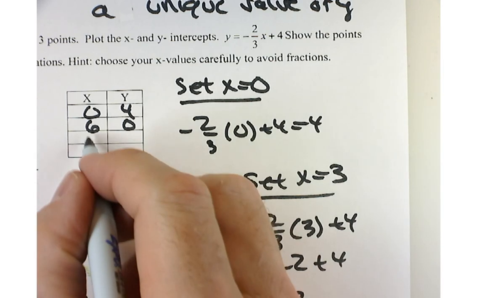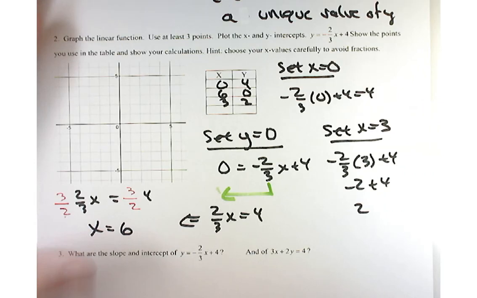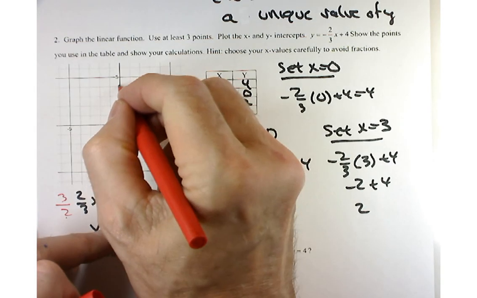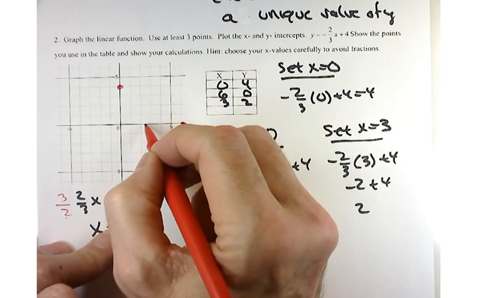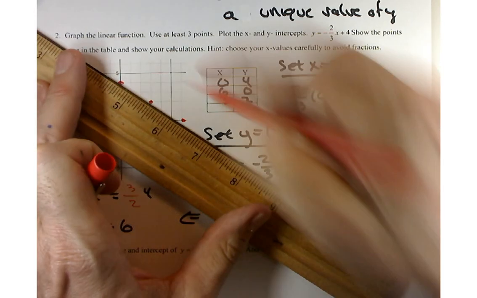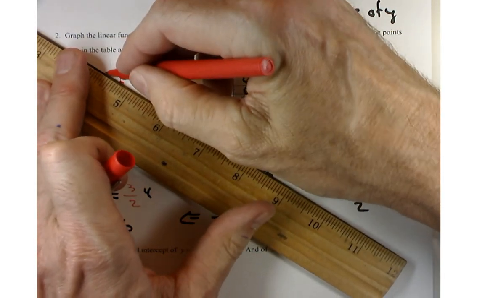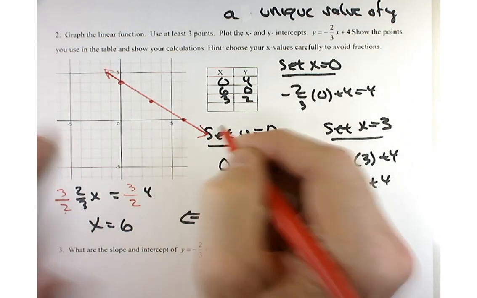So 3 and 2. Now, if I did my work right, they should all lie on the same straight line. If they don't, you've made a mistake. So don't just draw a line or draw a triangle. Go back and figure out what went wrong. So we got points at 0, 4, at 6 and 0, and there should be one right in between at 3 and 2. And if you look at this, they all fall nice and neatly on that same line. So, beautiful.